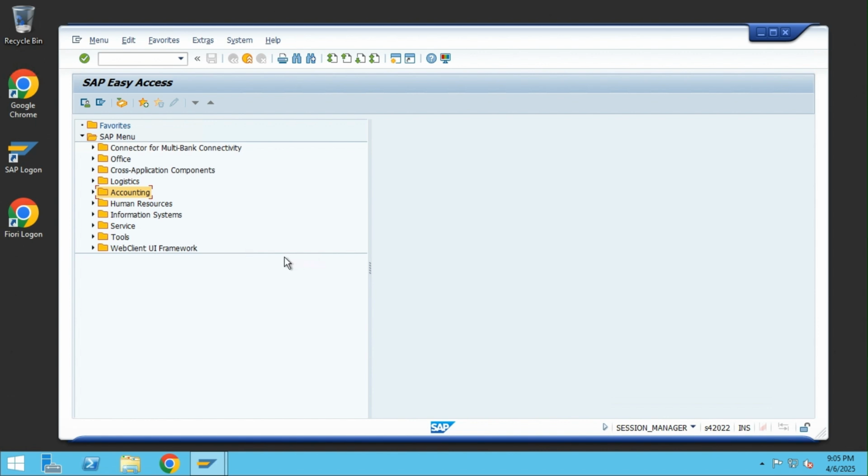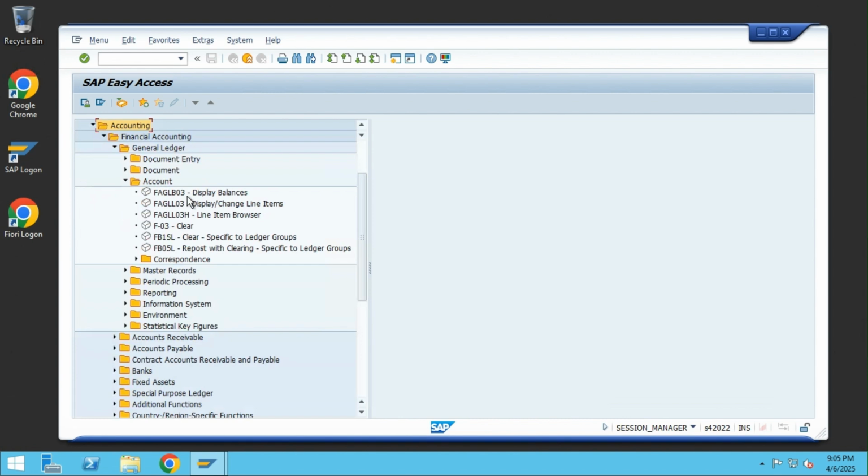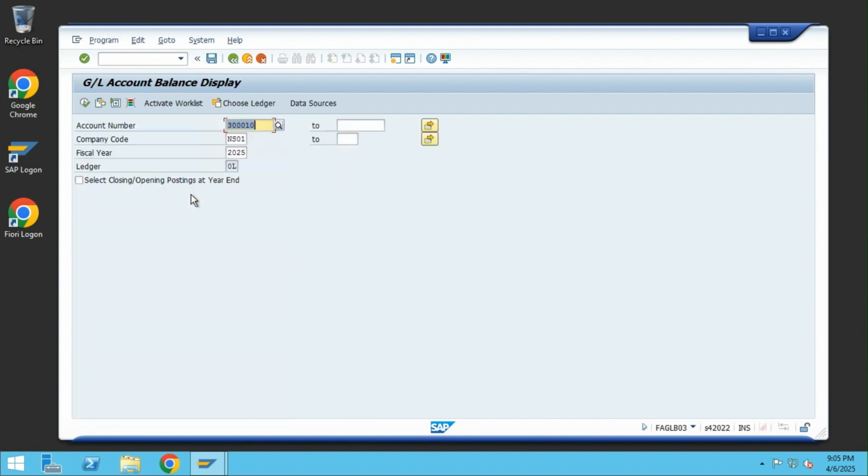In the last video, we had posted the distribution cycle. We had run the distribution cycle, and we had seen how the costs were allocated from sender to receiver. But let's look at how the accounting also looks. So let's go to display balances.